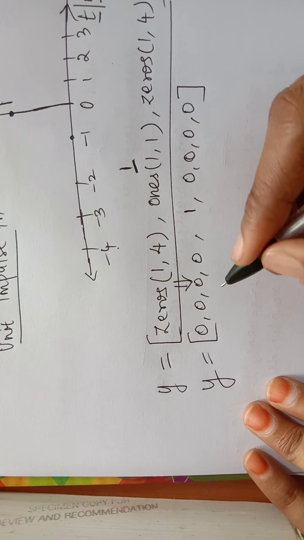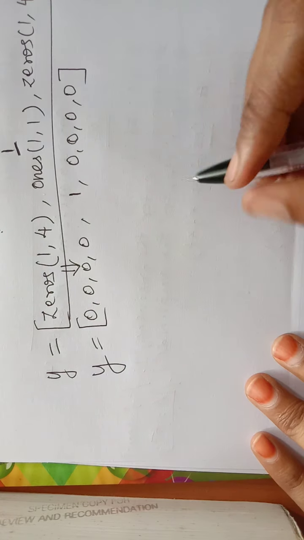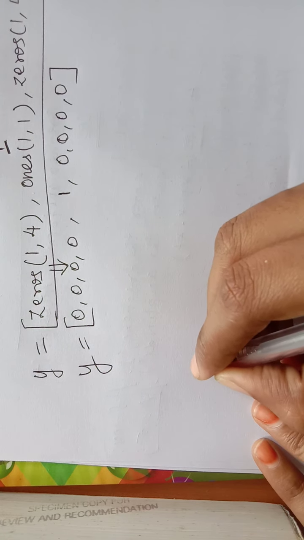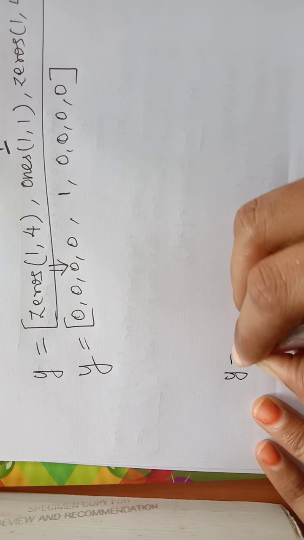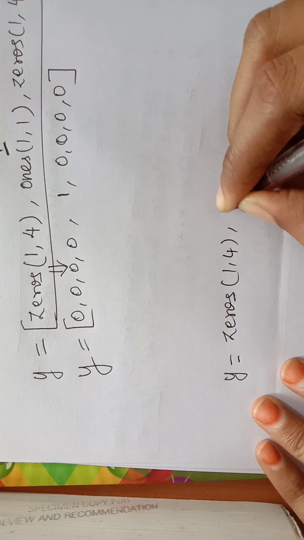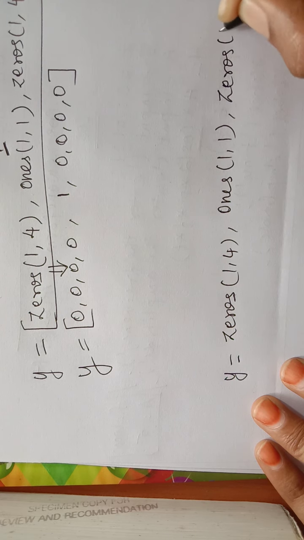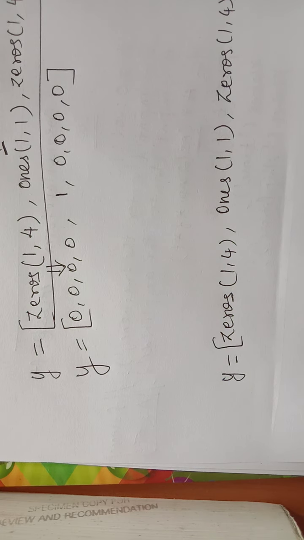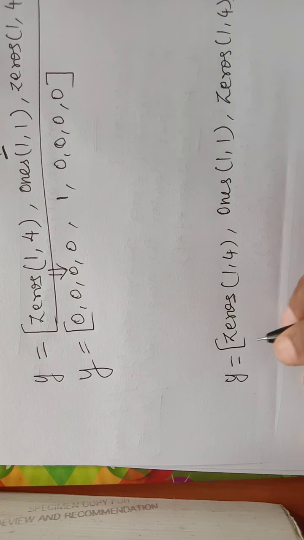Now I need to plot this. So how can I plot? The same concept: y is equal to zeros of 1 comma 4 comma ones of 1 comma 1 comma zeros of 1 comma 4, ending with the square bracket. Why do I end with the square bracket? Then only will all the values be assigned to this variable. Okay, so I have assigned it.